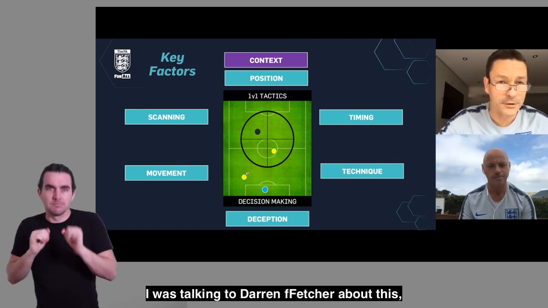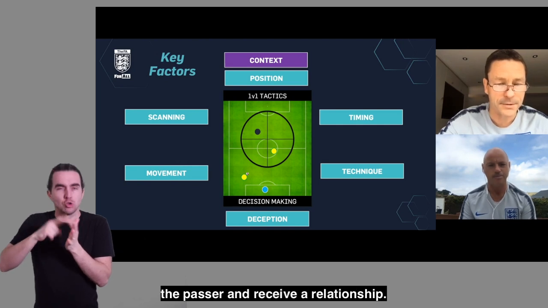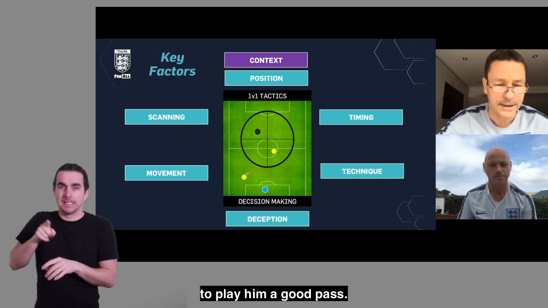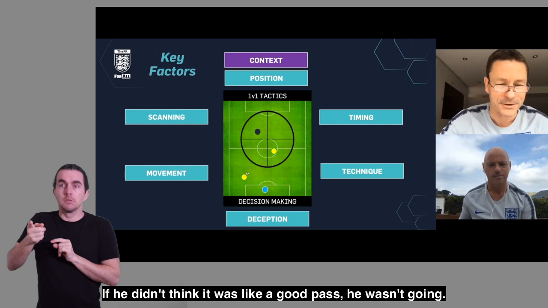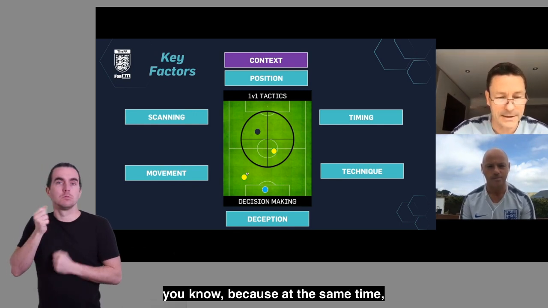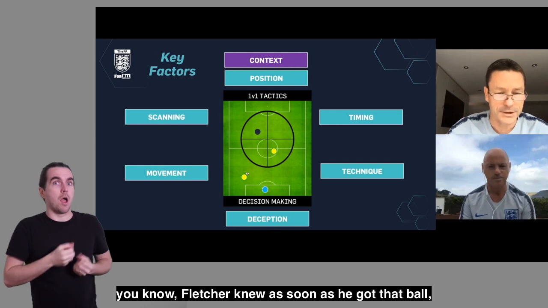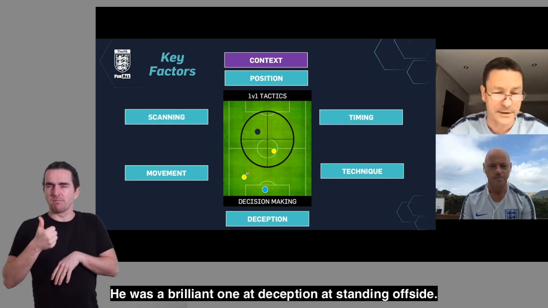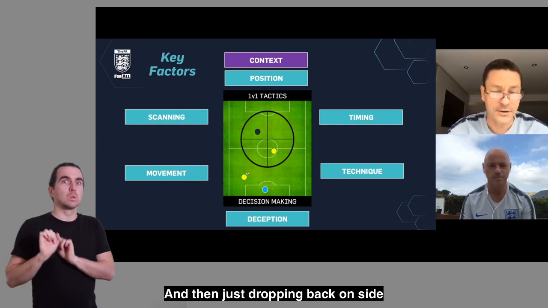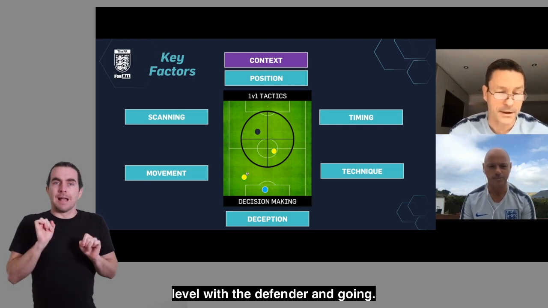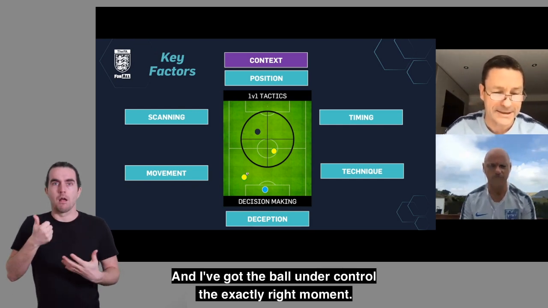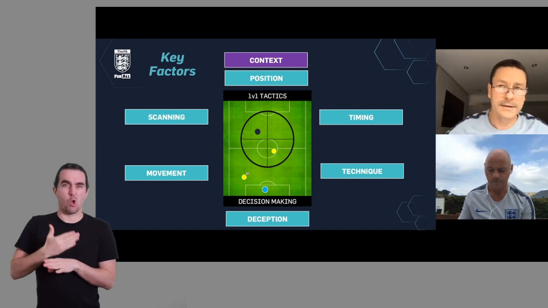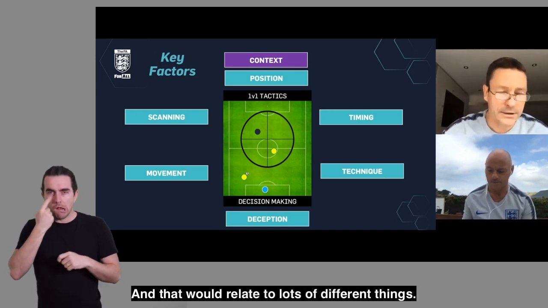I was talking to Darren Fletcher about this, the passer and receiver relationship. He said Ruud van Nistelrooy wouldn't run unless he thought he'd get a good pass. If he didn't think it was likely to be a good pass, he wasn't going. At the same time, Fletcher knew as soon as he got that ball, Ruud was on his way behind. Ruud was brilliant at deception, standing offside, hiding really, and then dropping back onside, level with the defender, and going. Now, if Fletcher got the ball under control at exactly the right moment, in his sense, that was the wrong context. It wasn't working. And that would relate to lots of different things.